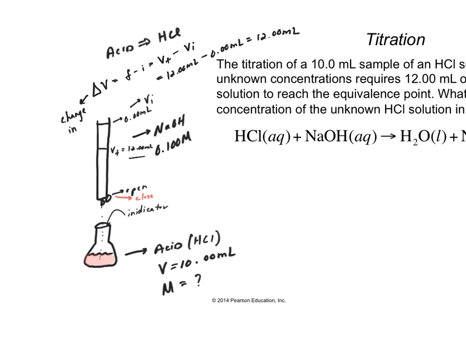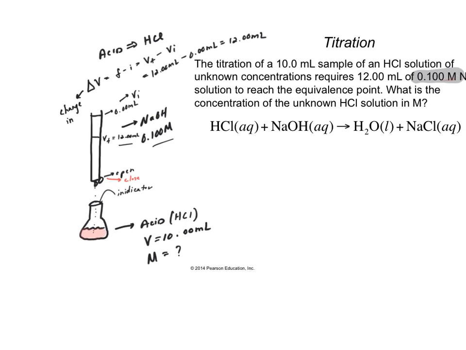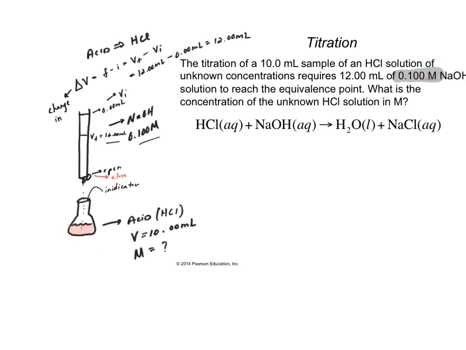So it took 12 milliliters of this 0.1 molar sodium hydroxide solution to get to the equivalence point. Then what are we going to do with that? How are we going to utilize that data to determine the concentration? At the equivalence point, the number of moles of acid equals the number of moles of base. I'm going to write out a hydroxide ion, but just note I'm saying base here and acid over here. Again, that's at the endpoint, the equivalence point of titration.